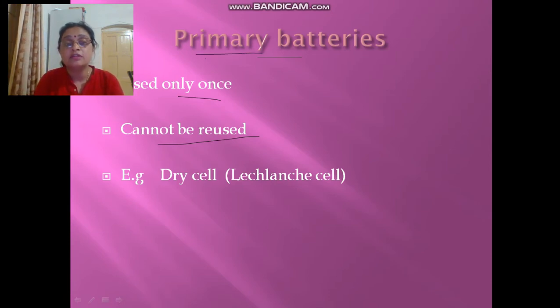Examples: we also use them in toys. Kids' toys also use batteries which are used only once. An example of a primary battery is the dry cell, also called the Leclanche cell.